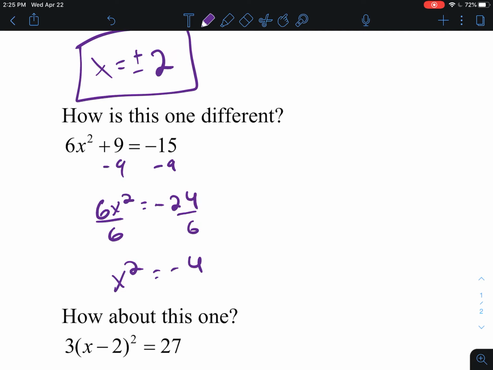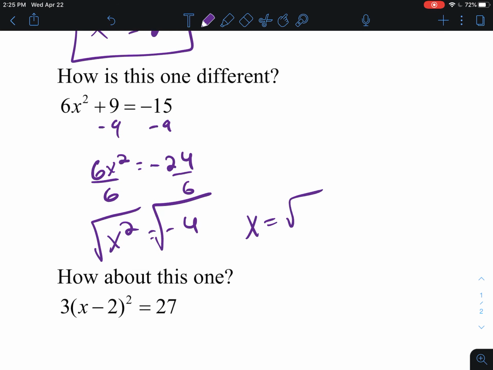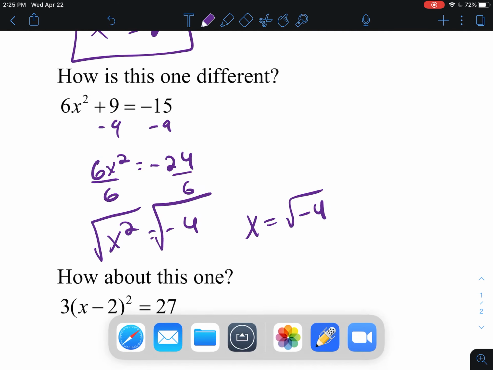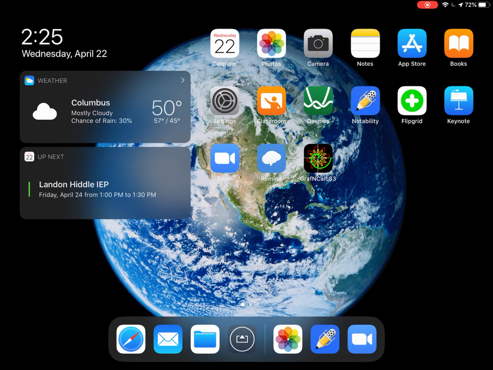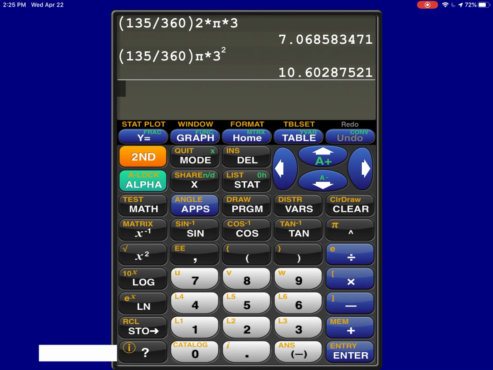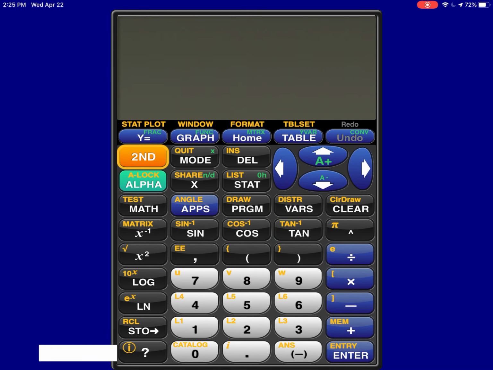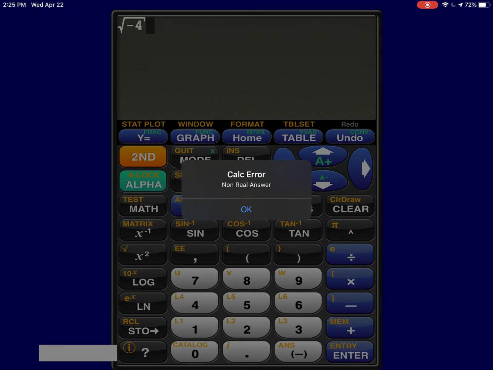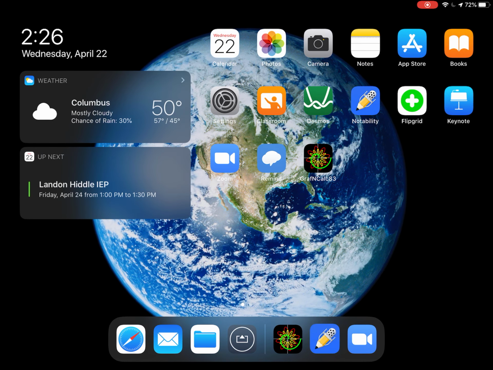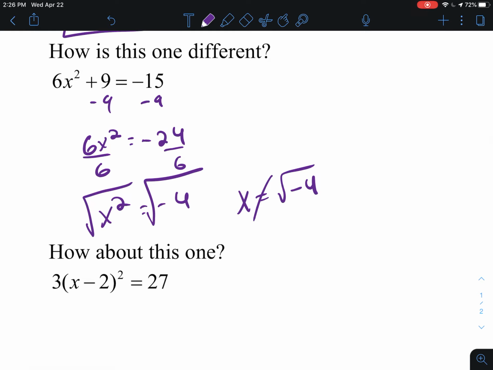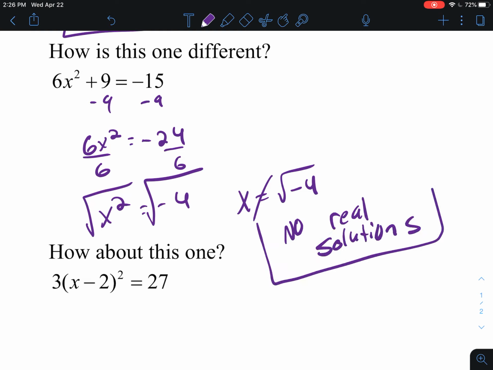And then check this out. x squared equal to a negative number. Okay, can we do that? Can we take the square root of a negative number? That would give us x is equal to the square root of negative 4. Let's see what happens when we plug that into a calculator. We say the square root of negative 4, and we click enter. Look at that, it says no real answer. So what that means back here is that x cannot be this because we wouldn't get a real solution. So then we say no real solutions because that's what our calculator said.